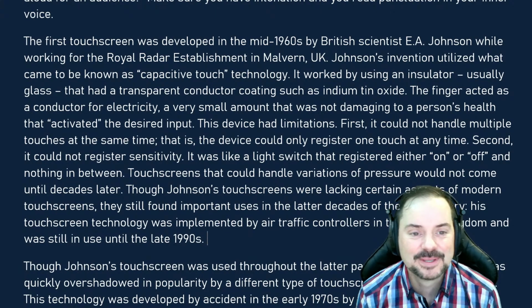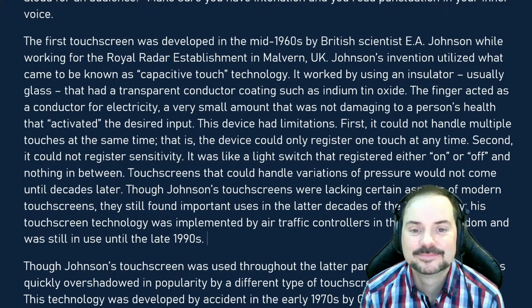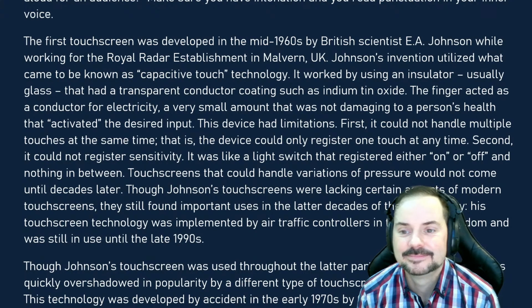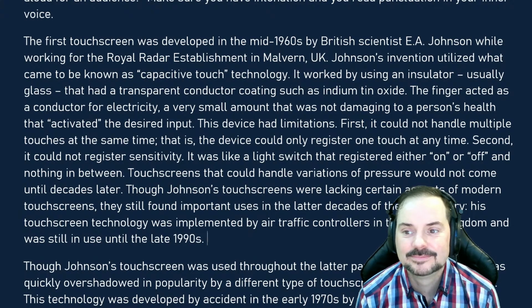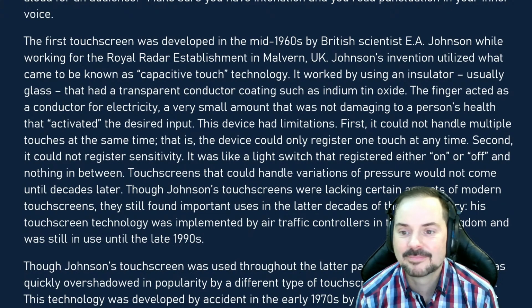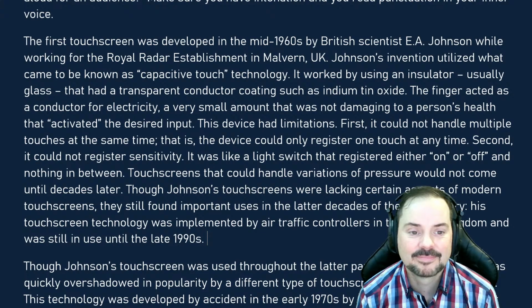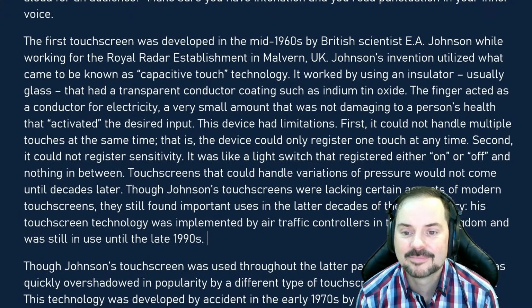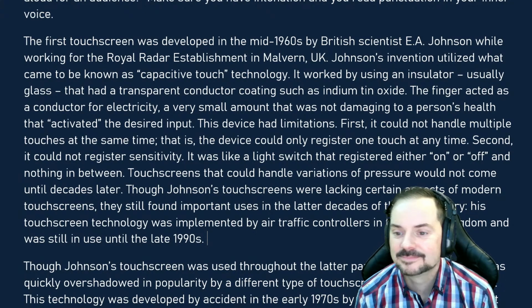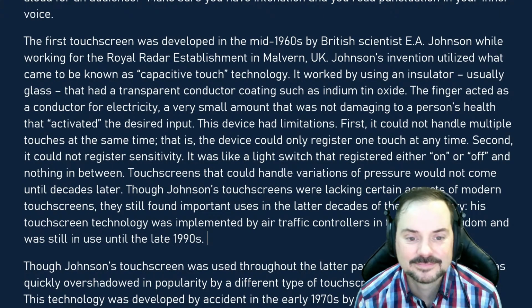The first touch screen was developed in the mid 1960s by British scientist E.A. Johnson while working for the Royal Radar Establishment in Malvern, UK. Johnson's invention utilized what came to be known as capacitive touch technology. It worked by using an insulator, usually glass, that had a transparent conductor coating such as indium tin oxide. The finger acted as a conductor for electricity, a very small amount that was not damaging to a person's health, that activated the desired input.